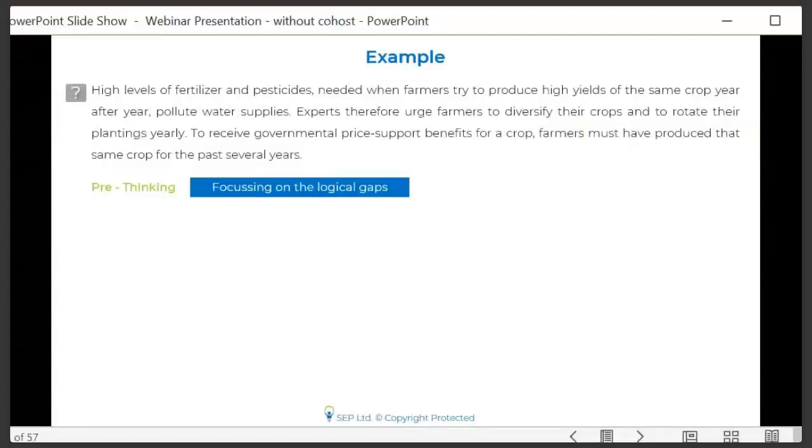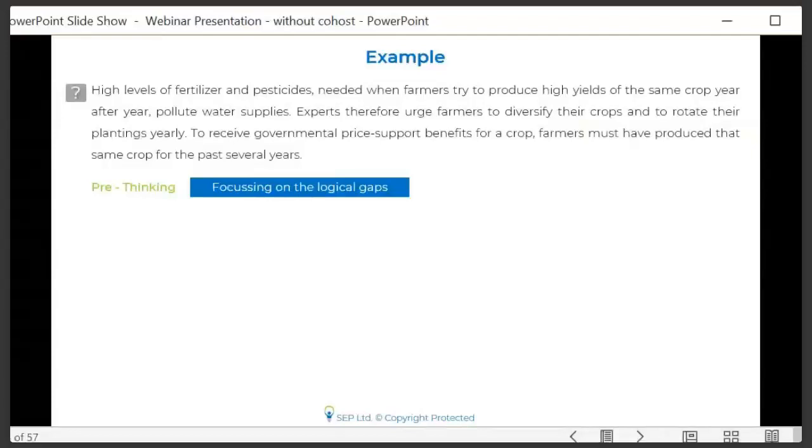Okay, so when we talk about pre-thinking, and listen to this carefully, it is focusing on the logical gaps. It is all about using the results of the analysis of the passage to find the gaps between the given information and the conclusion. And then you think of what can fill those gaps. The ideas that fill up those gaps successfully are the product of your pre-thinking, and they will guide you in eliminating the incorrect choices and choosing the correct one.